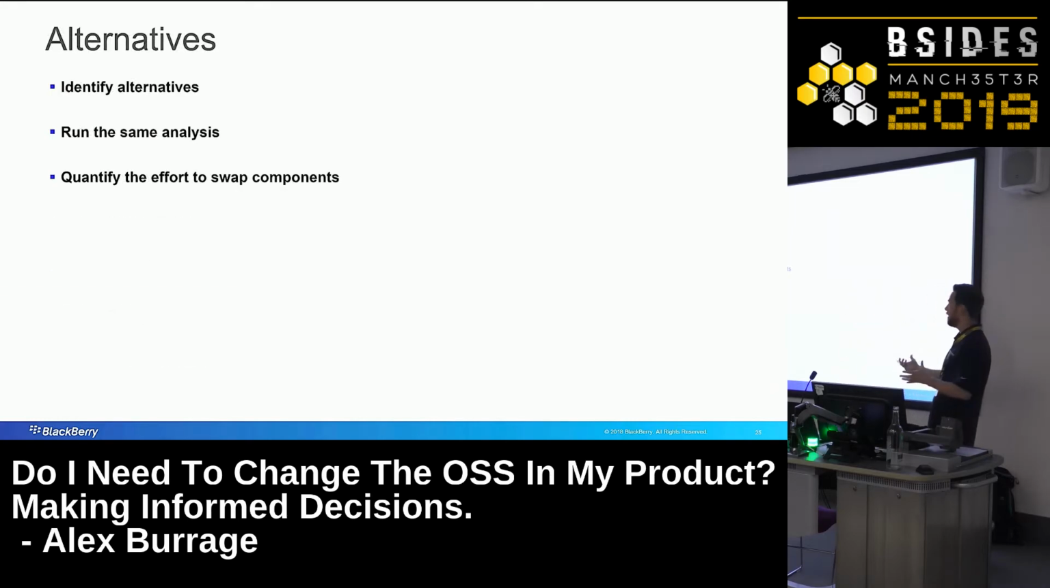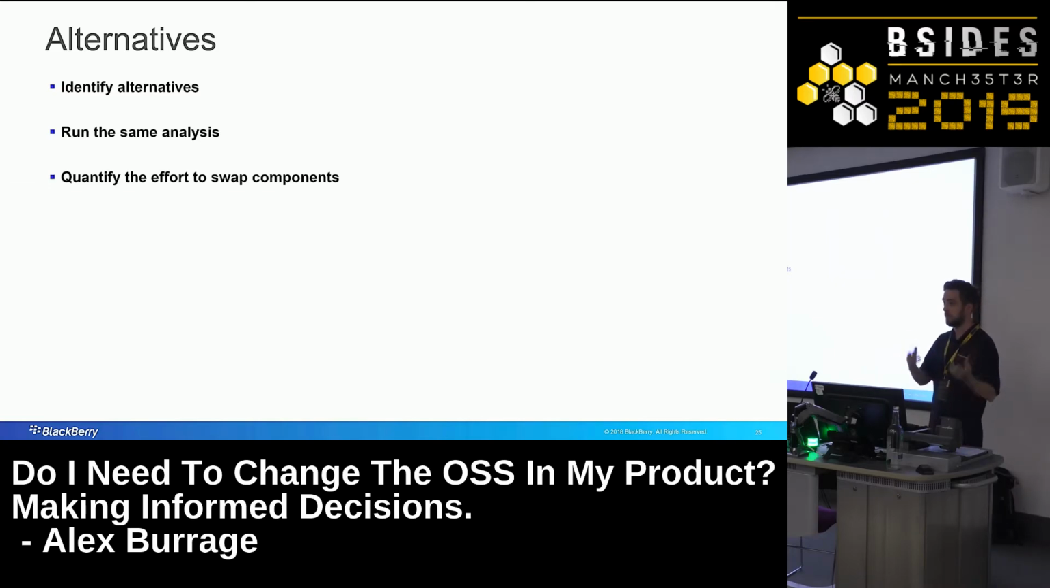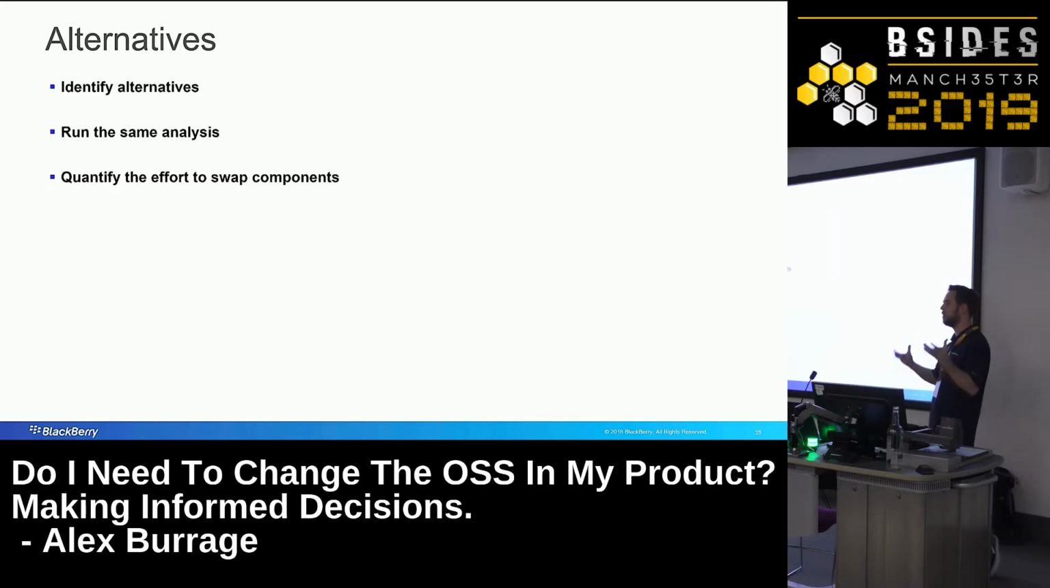I said from the beginning that what we're trying to do here is make a decision. And if that decision is going to be to replace our OSS, then we need to look at the alternatives. But hopefully what we've done here is we have a methodology, we have a set of factors to look into, so we can run the same analysis on those other libraries. If I have two libraries and I'm trying to decide which one to use, I run the same analysis, I look at the same factors, and then I can make a proper quantifiable comparison that I can defend.